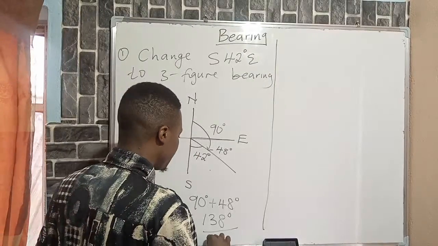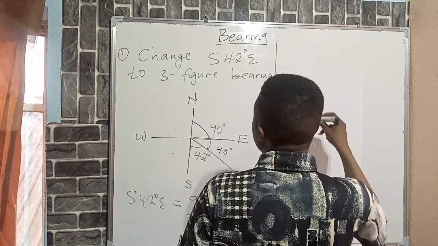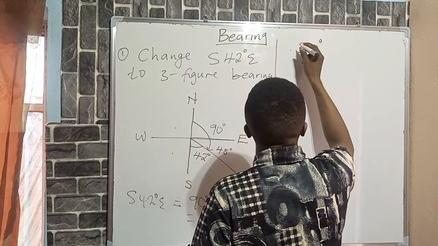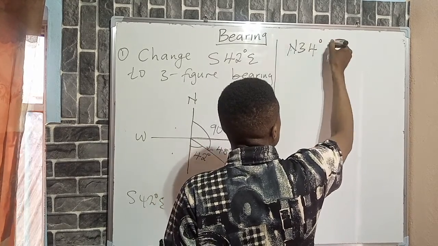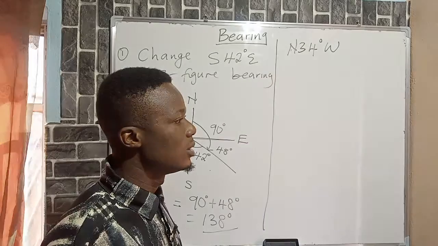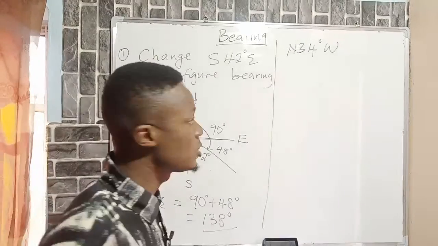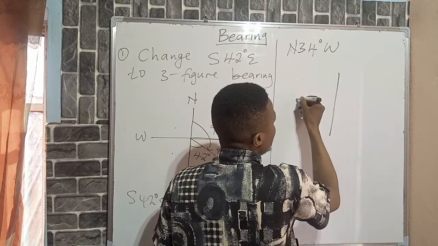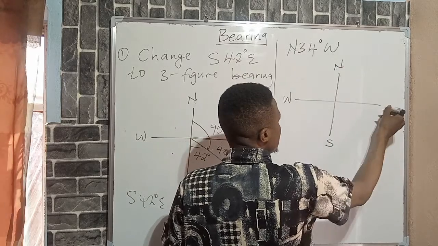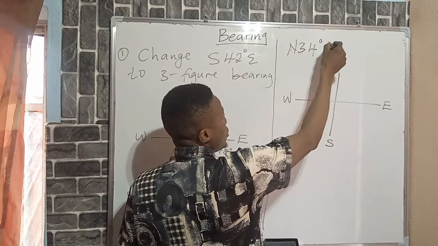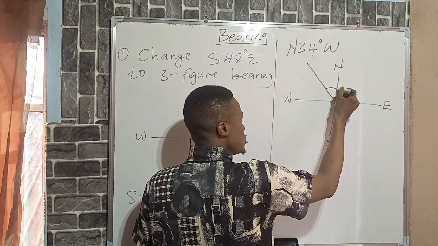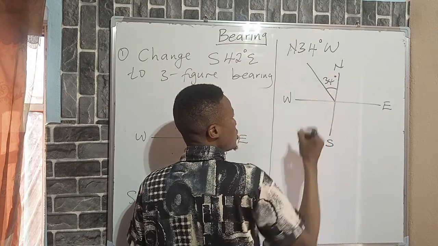Now, supposing again you want to change 34 degrees west of north into three-figure bearing, I have to do this again. Remember, here is north, here is south, here is west, and here is east. Northwest is here. And what do we have? 34 degrees. It must be attached to the north.